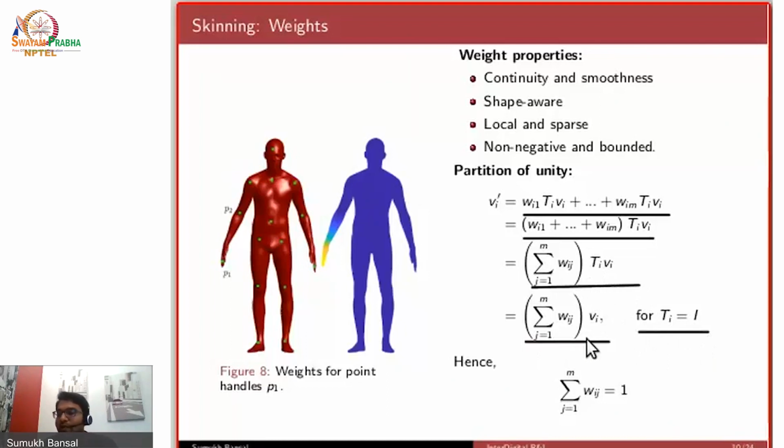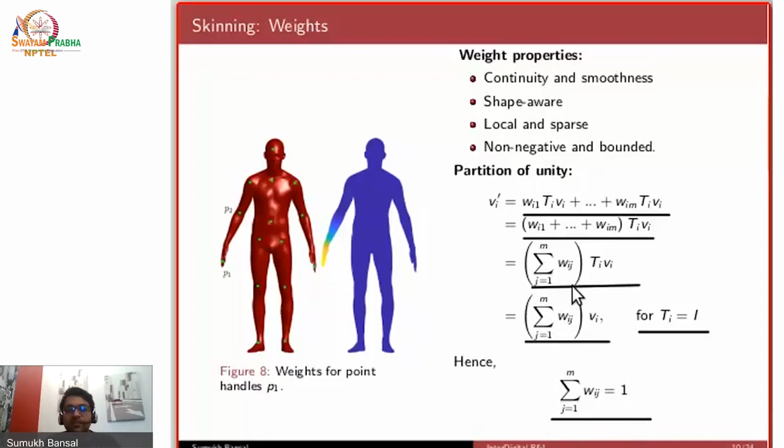And even though you don't have any transformation applied to vertex Vi, you are still going to get a scaling effect, which is equal to the summation of these weights, and which we don't want. We would ideally want that if there is no transformation applied to the control structures, we would preserve the shape, right? So that's why we need to normalize the weights, and this partition of unity property becomes important.